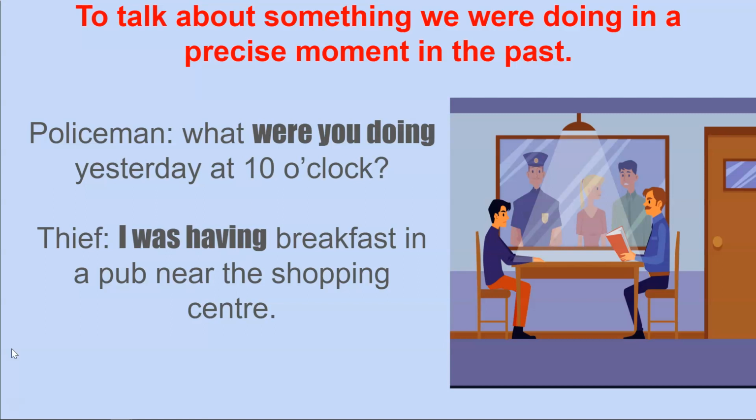So the only reason why the policeman uses the past continuous is because he wants to know what a person, in this case the thief, was doing at a precise moment of the past. And the answer explains what he was doing in that period of time, at 10 o'clock.